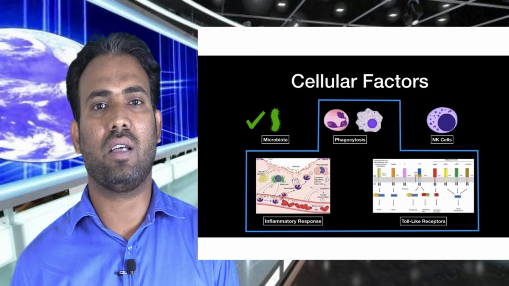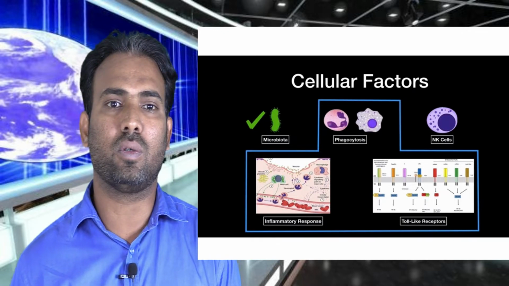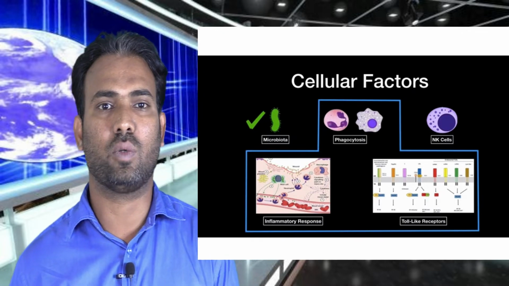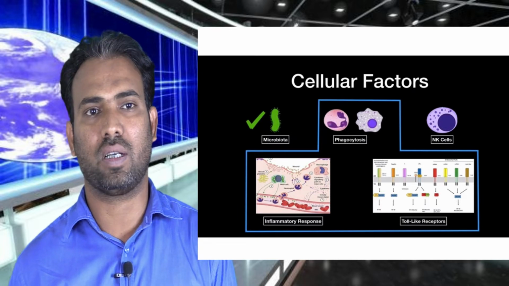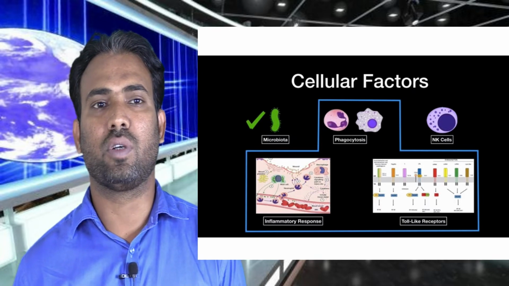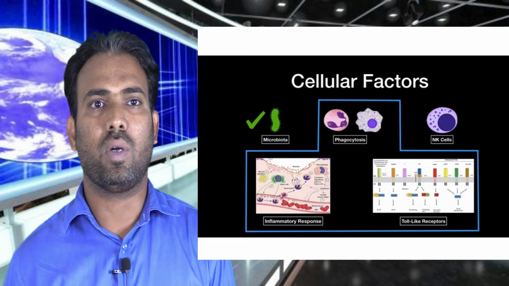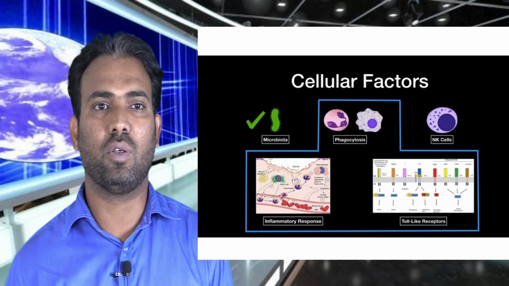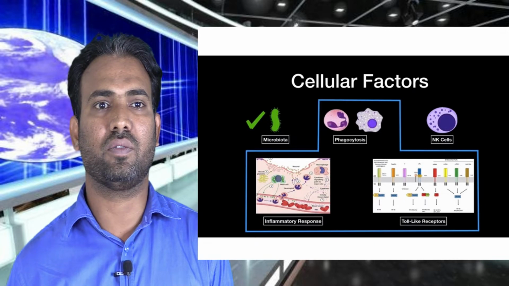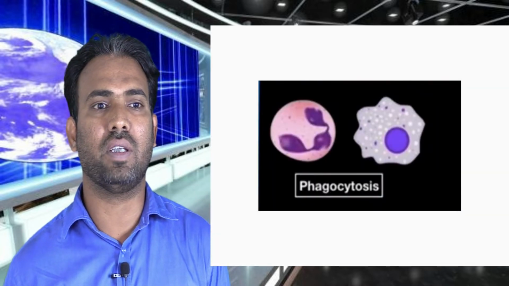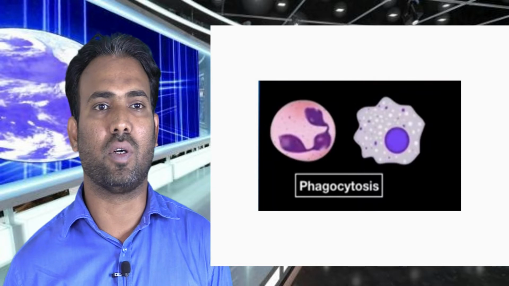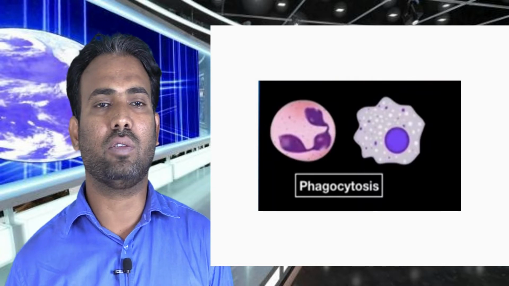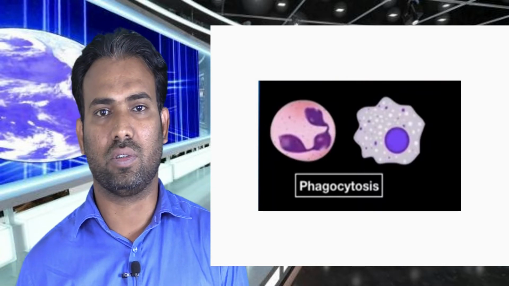In the last session we looked at how toll-like receptors work and why they are important in terms of immune responses. Today we are going to look into two other important characteristics of cellular factors: phagocytosis and the inflammatory responses. So, what is phagocytosis?